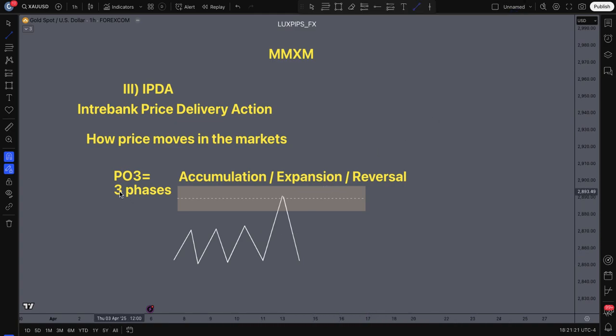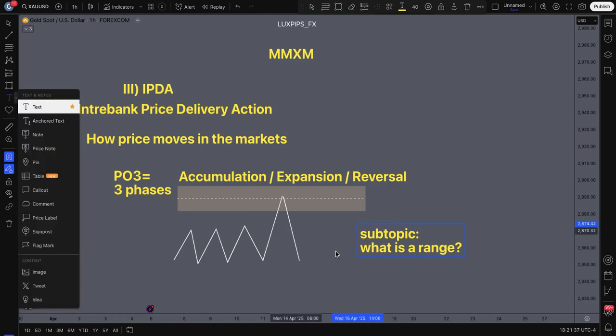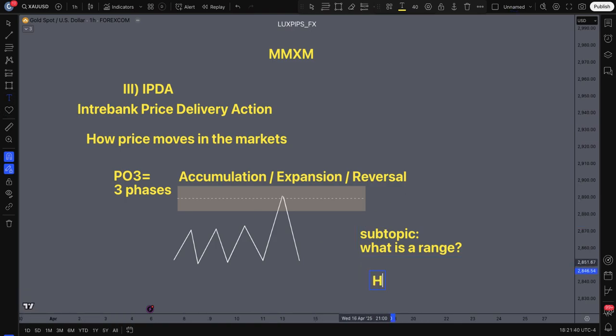Let's go over it real quickly. What is a range? A little subtopic. Range is just a high and low. So where's the range in here? The range is from this high to this low.